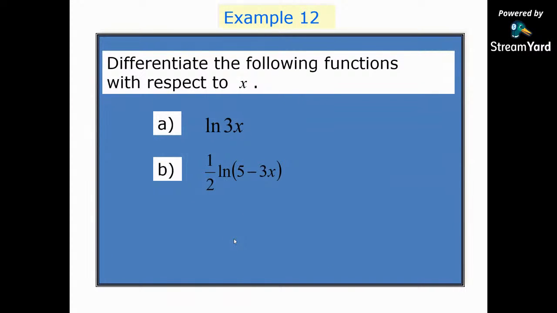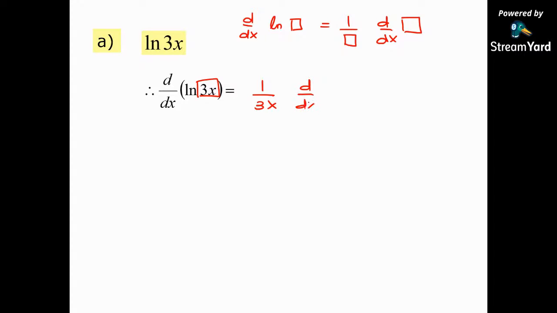Differentiate the following function with respect to x. Let us do A. We have ln of 3x. Do remember, differentiating ln of something gives 1 over something, and then differentiate that thing. So differentiating ln of 3x, this is 1 over 3x, and then we will differentiate 3x.